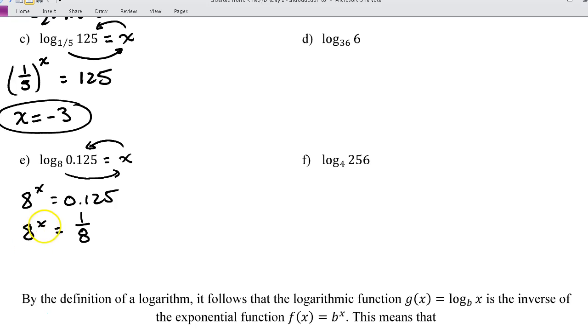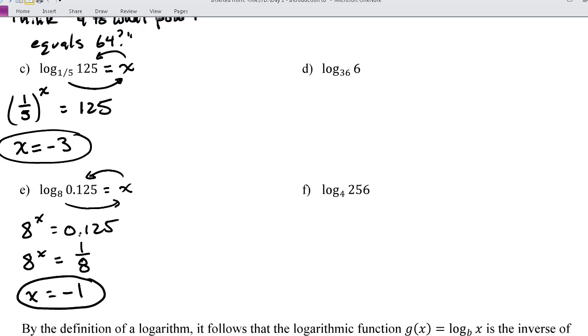So I know that 8 to the first is equal to 8, so that means that 8 to the negative first would be 1/8, so x is going to be negative 1. Okay, if you want to pause the video and go ahead and work out the problems on the right, that would be a good idea.